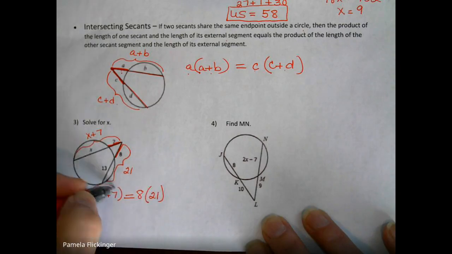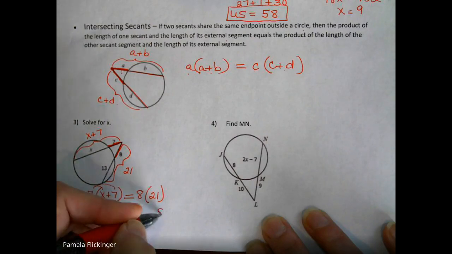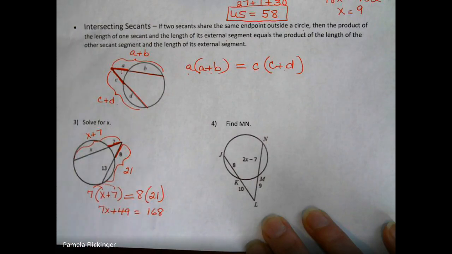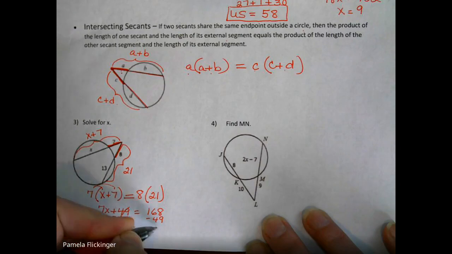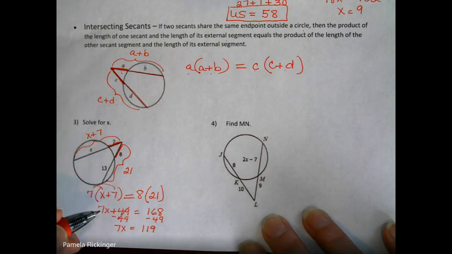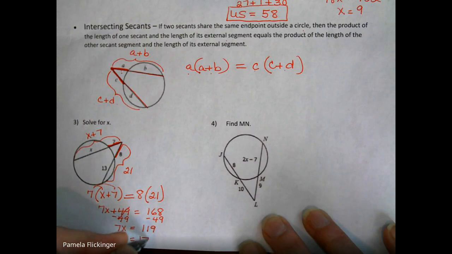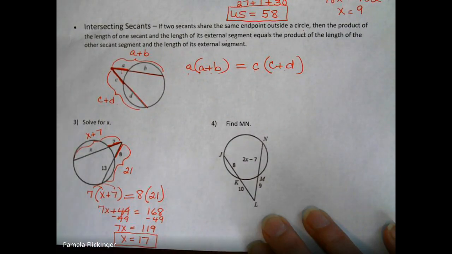So we have to distribute on the left. We get 7x plus 49, and that will equal 168. Subtract the 49. So 7x equals, let's see, 119, and then divide 119 by 7, and x is 17. That's all they wanted, was us to solve for x. So we're done.